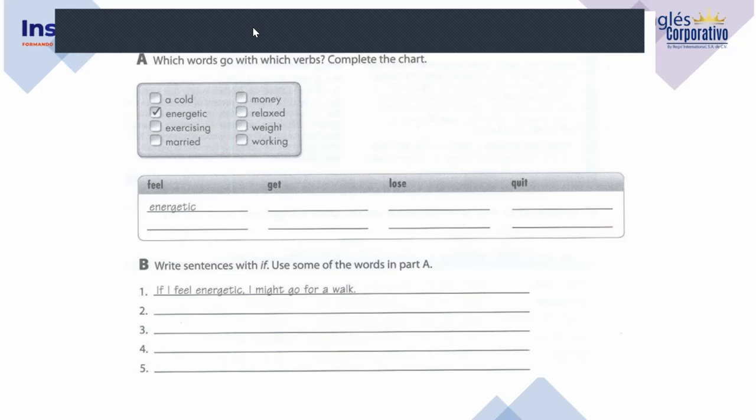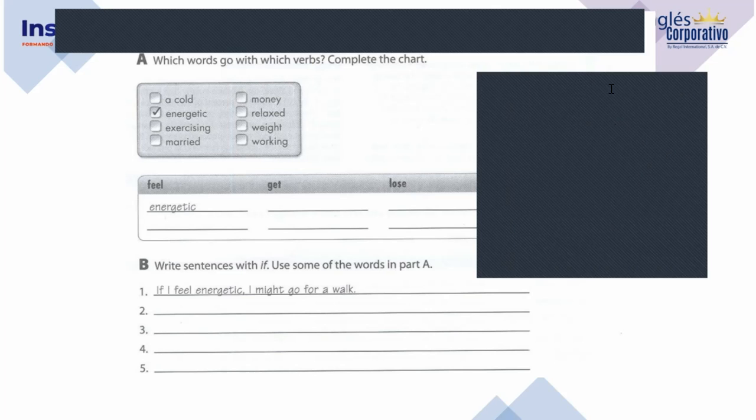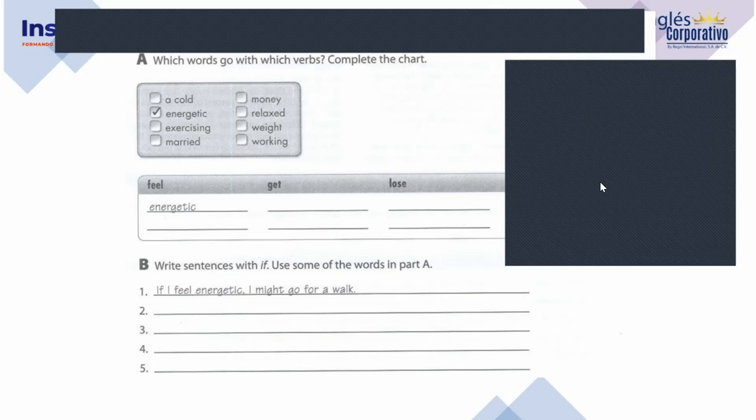Bridget, do you understand? Yes, teacher. Okay, very good. Oscar, do you understand, Oscar? Yes. Hello, Oscar. Do you understand the exercise? If somebody does not understand, let me know. If you do not understand, let me know, so I can explain this to you again. Everything is clear?